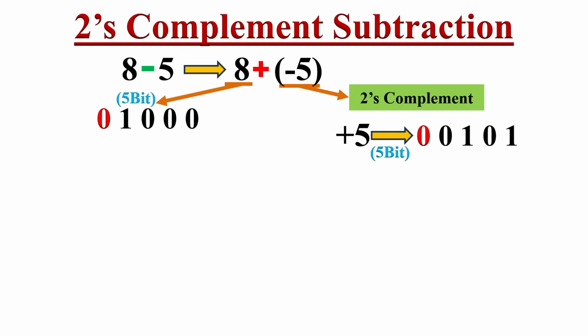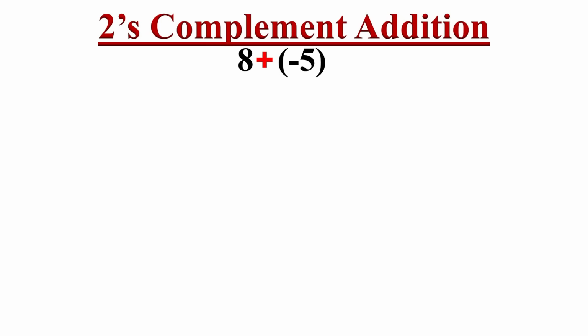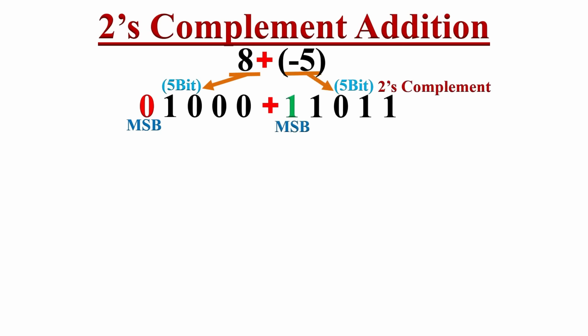Here we will convert this binary number into 2's complement form. To do this, starting from LSB, identify the first one and copy all the bits as they are up to this first one. Then after, invert all bits, zeros with ones and ones with zeros. The resultant number 11011 is the 2's complement representation of minus 5. Now we can perform the subtraction. Here we need to add these two binary numbers, plus 8, 0, 1, 0, 0, 0, and minus 5, 1, 1, 0, 1, 1.